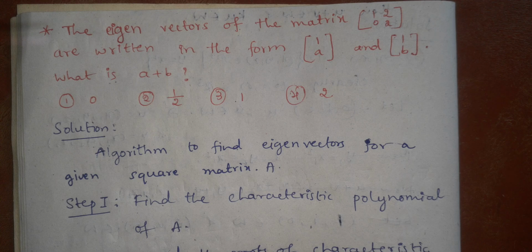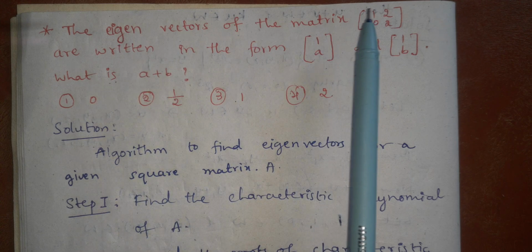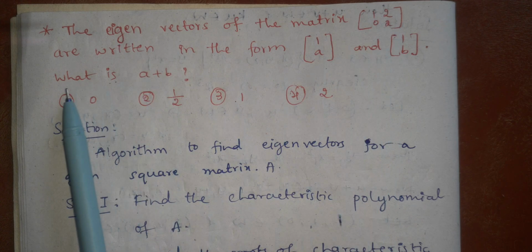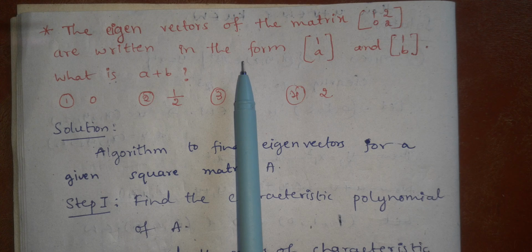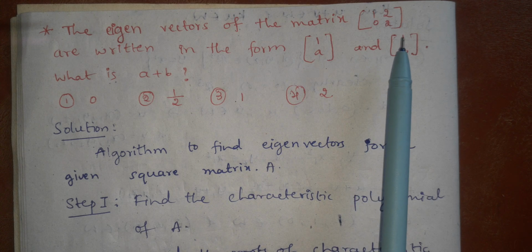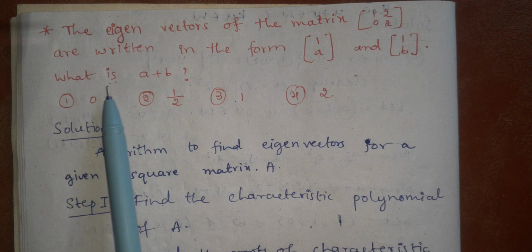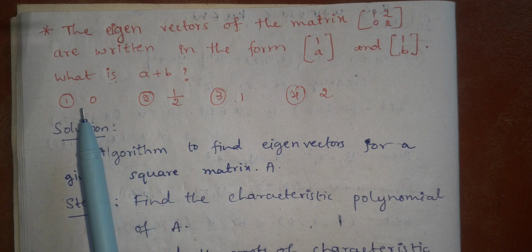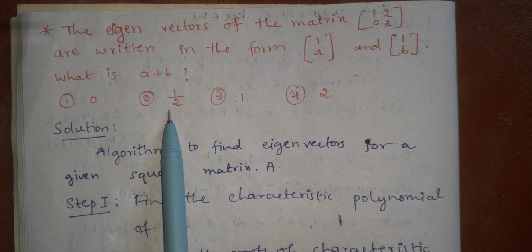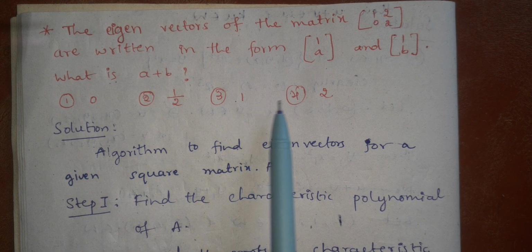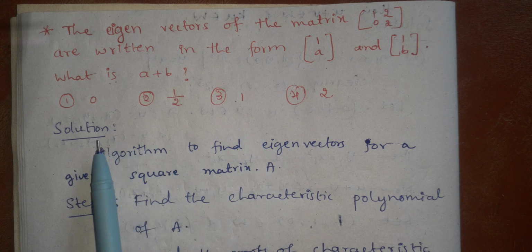Today we will discuss a question from linear algebra which was asked in the Raichur University Assistant Professor Examination 2024. The question is: the eigenvectors of the matrix [1, 2; 0, 2] are written in the form column vector (1, a) and column vector (1, b). What is a plus b? Option 1: 0, option 2: 1/2, option 3: 1, option 4: 2. Solution.